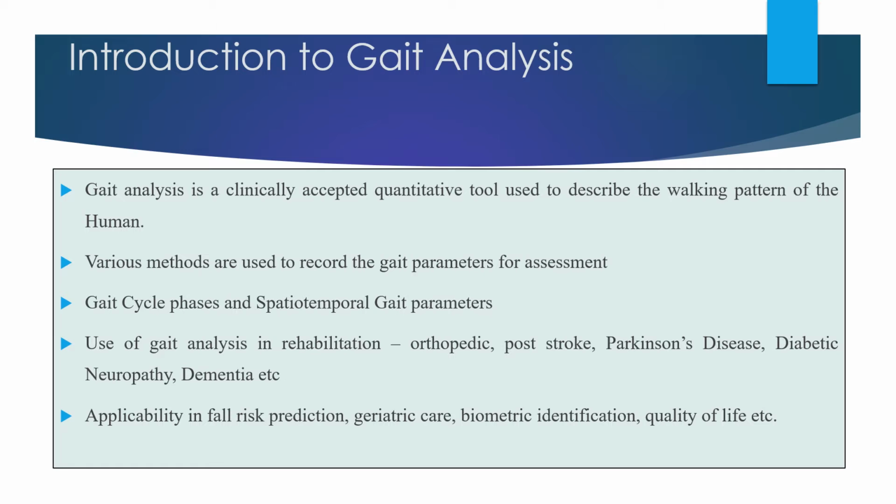So let us get an idea about what exactly is included as a part of gait analysis. Gait analysis is a clinically accepted tool which provides or describes a quantitative measure about the walking pattern of a person. If an appropriate system is used to record a gait pattern, we are able to retrieve a lot of information about the walking pattern, which is termed as the gait pattern, from the recorded content.